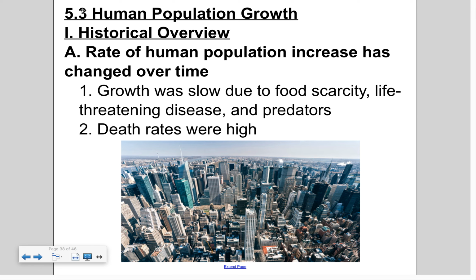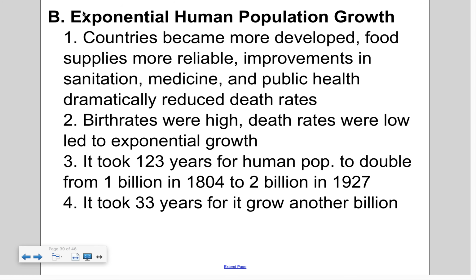And growth at first was very slow due to food scarcity. There were a lot of diseases that we didn't have cures for, so people died at younger ages. In the Wild West, you could get attacked by an animal. I mean, you could still get attacked by an animal, but I'm just saying that there were more predators, if you will. And so death rates were really high in our early Earth history, but that has changed a lot.